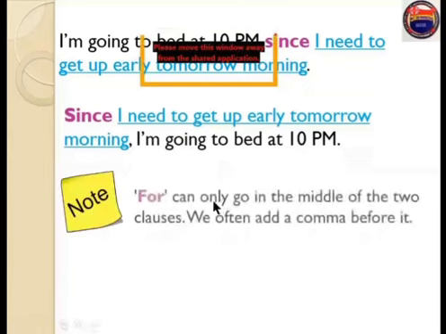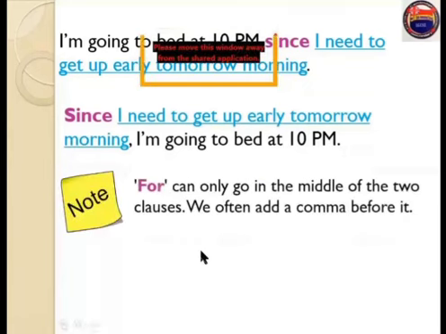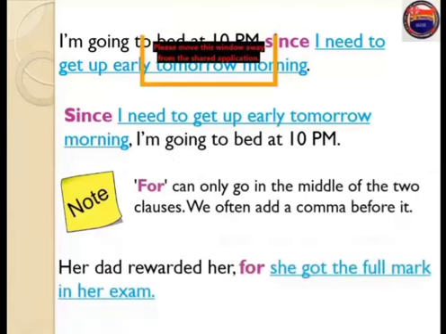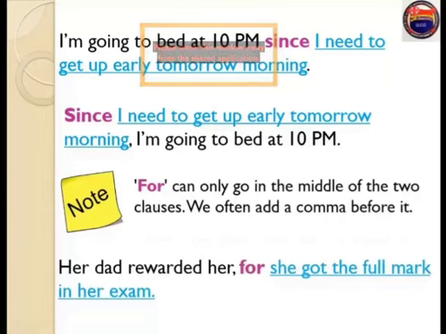Note that the linking word for can only go in the middle of the two clauses. We often add a comma before it. So we can say, her dad rewarded her, for she got the full mark in the exam. So use the linking word for only in the middle of the two clauses. Do not start with for.